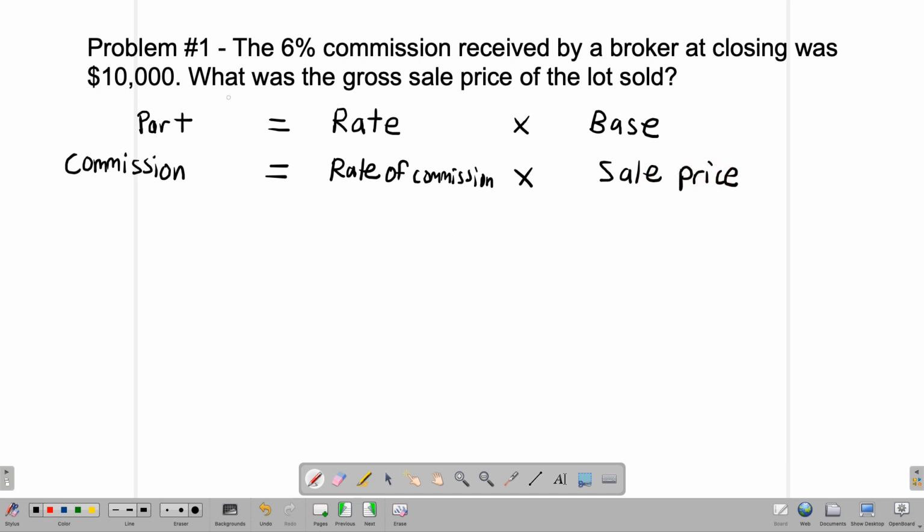All right, so let's match up what we have. So problem number one, we said the 6% commission. So right there is the rate. So the rate of commission in this case will be 6%. We don't have a sales price, so this is what we're going to solve for. And we are given that the amount the broker receives at closing is $10,000. So that represents the commission.